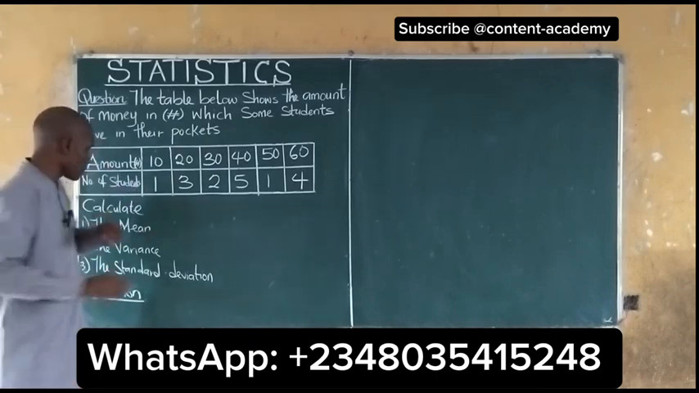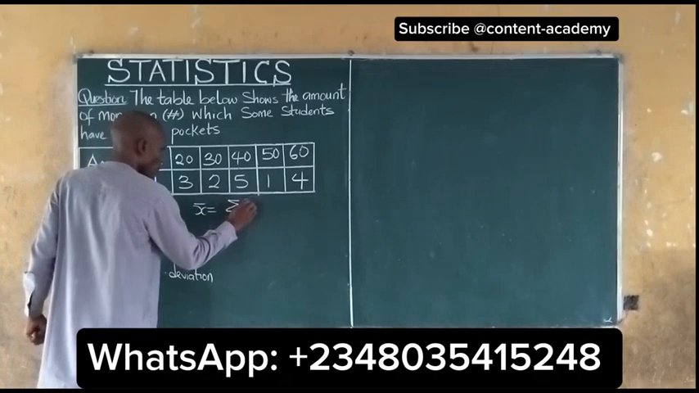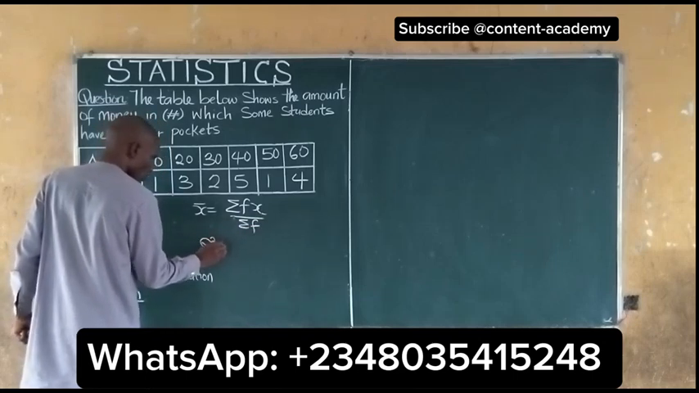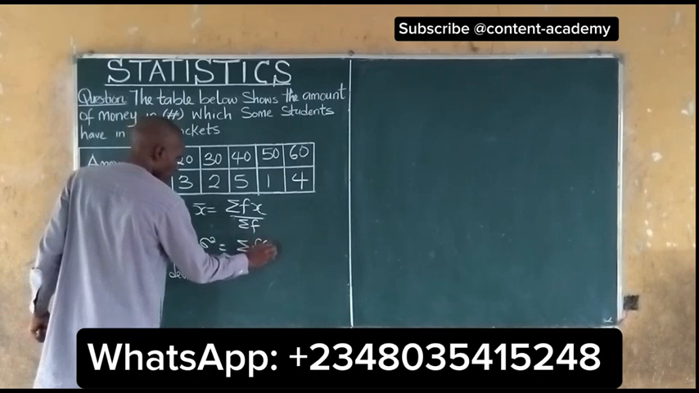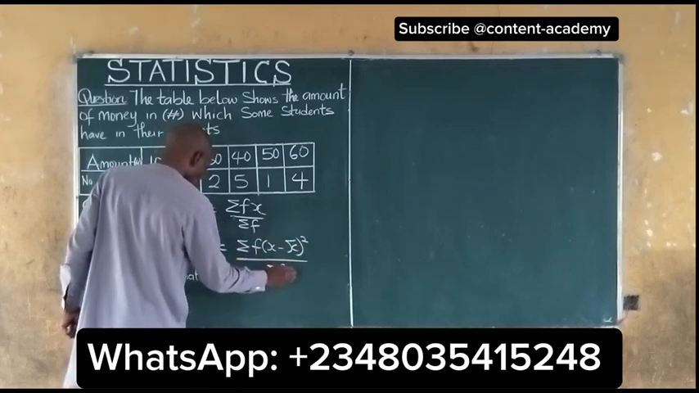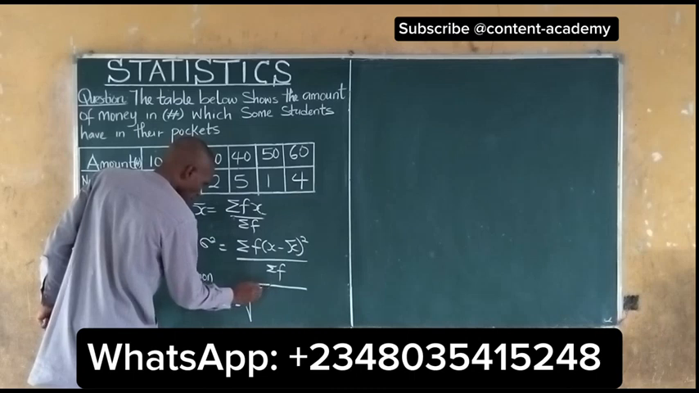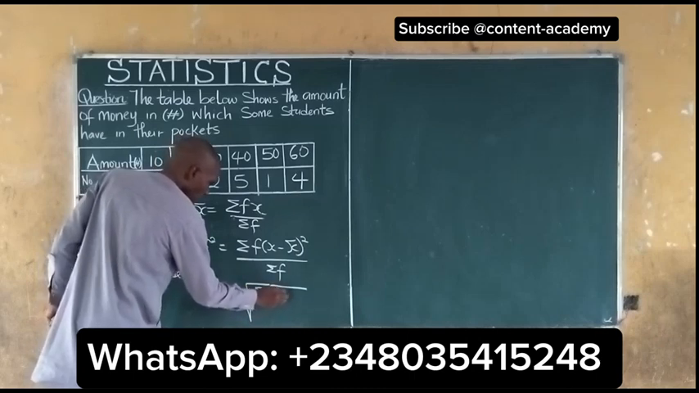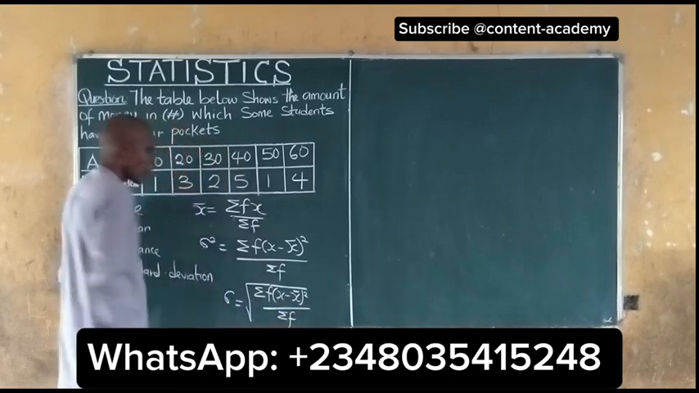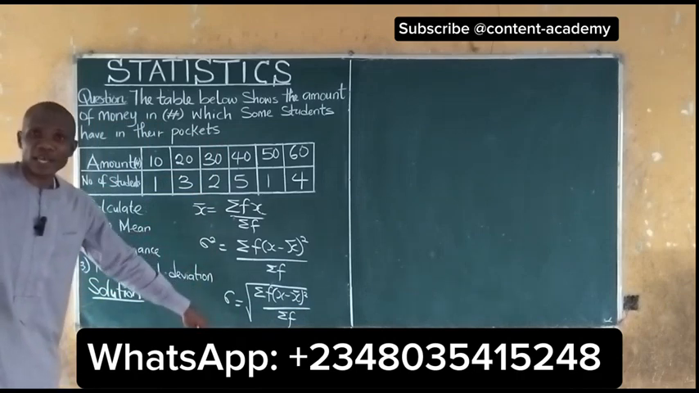First, the mean, which is denoted as x bar, is equal to summation of f of x all over summation of f. The variance is equal to summation of f of x minus x bar all squared all over summation of f. And the standard deviation is simply the square root of the variance, which is summation of f of x minus x bar all squared all over summation of f. That is what we have as the mean, the variance, and the standard deviation.